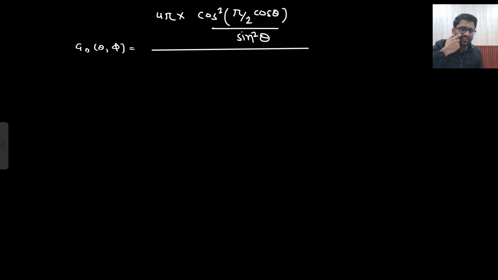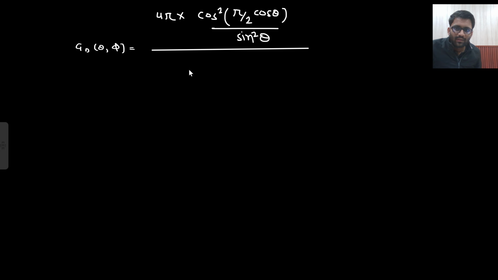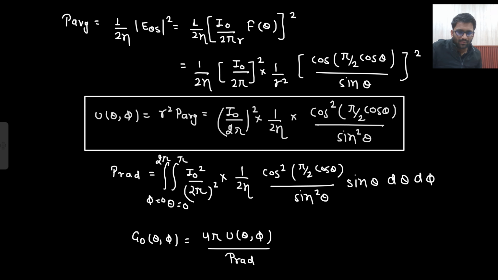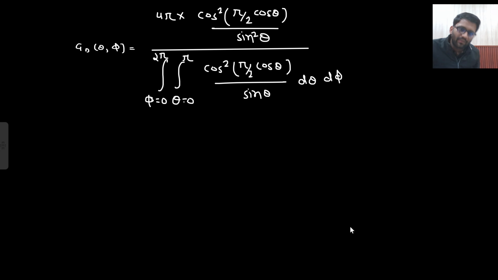Downward I need to integrate, which is not that straightforward. So here what I am left with, we need to integrate theta going from 0 to pi and phi going from 0 to 2 pi. So this and this will be getting cancelled actually. So what I will be left with? Cos square pi by 2 cos theta divided by sin theta d phi.